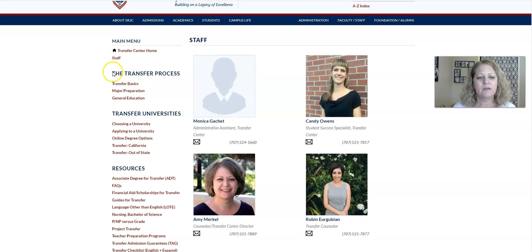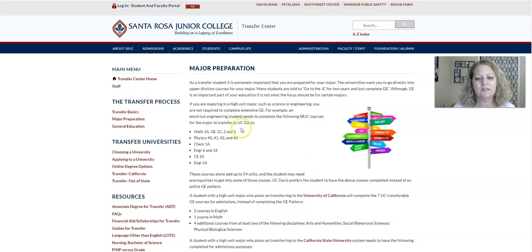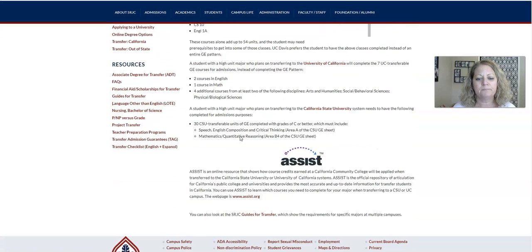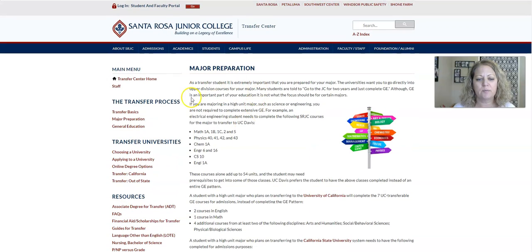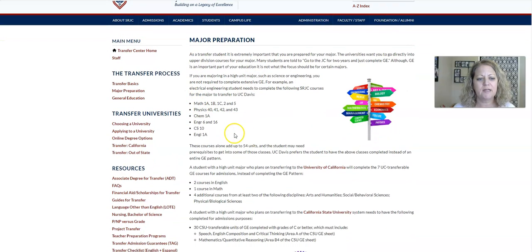So here we have it broken up into 3 parts: the transfer process, transfer universities, and resources. So you can go into these different links to take a look and see what the information is, about major prep if you want a better understanding of that.